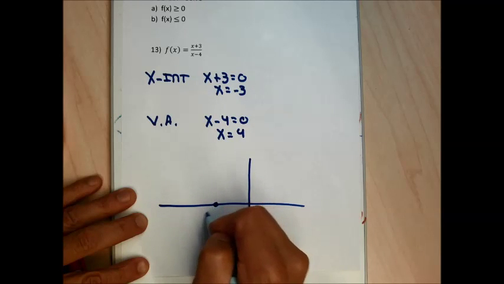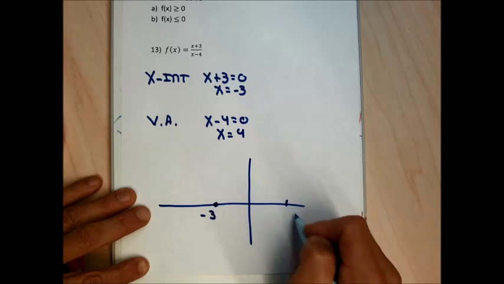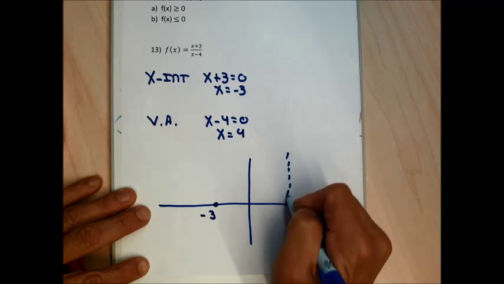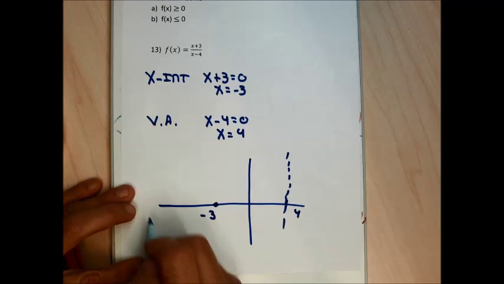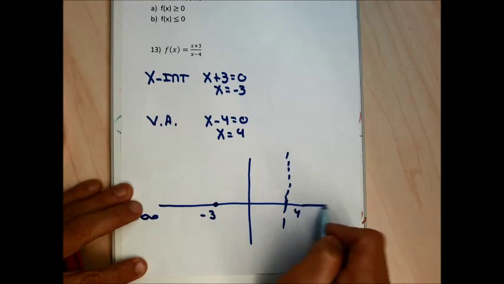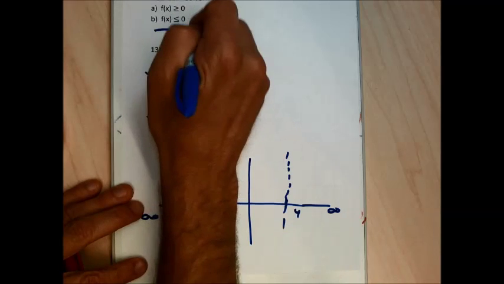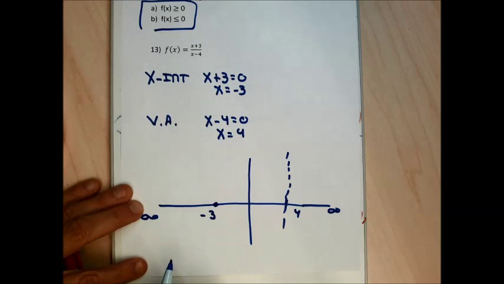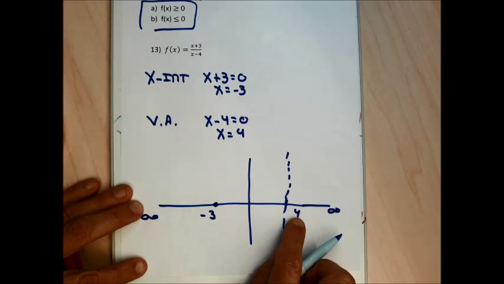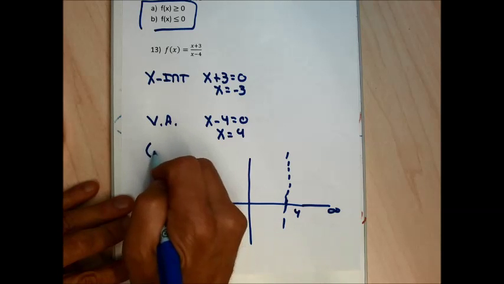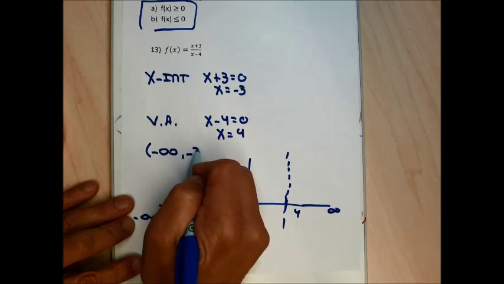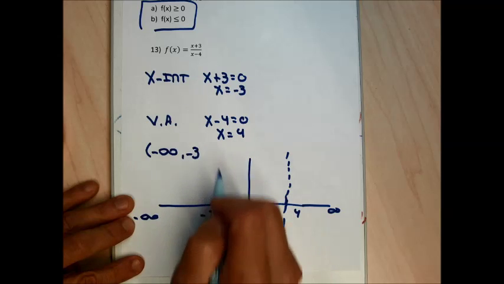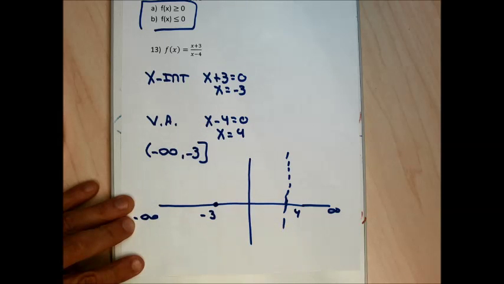On my graph, on the x-axis, I'm going to mark negative 3. On the y-axis, I'm going to mark 4. And I'm going to create intervals after I get the infinities on my axis. The problem has an or equal to, so x-intercepts get square brackets, vertical asymptotes get round brackets. The first interval I'm going to get is negative infinity to negative 3. X-intercepts get square brackets, that's an x-intercept, so I'll square bracket it.